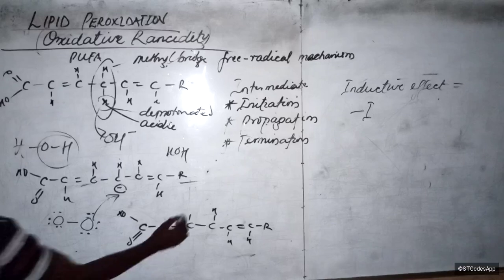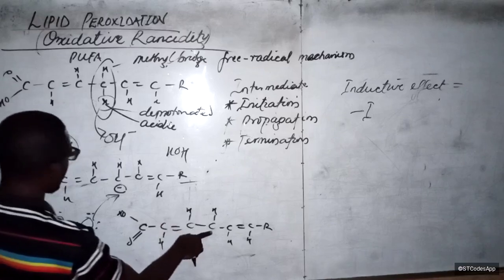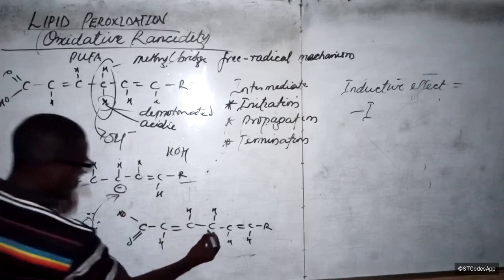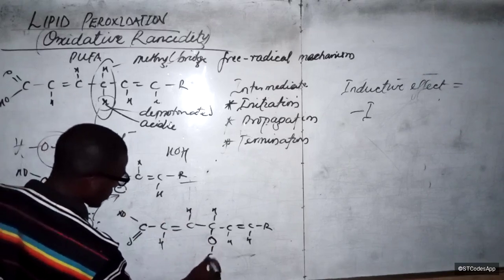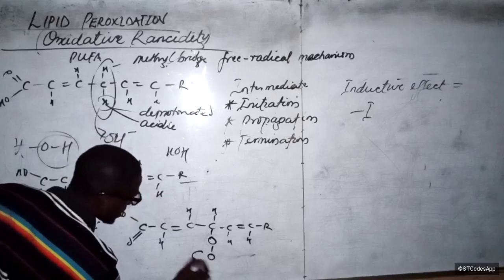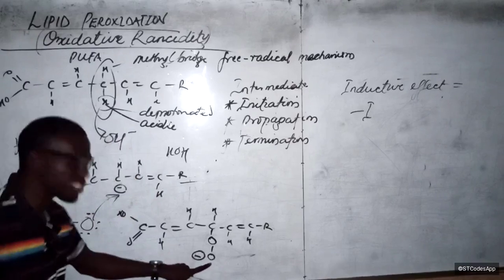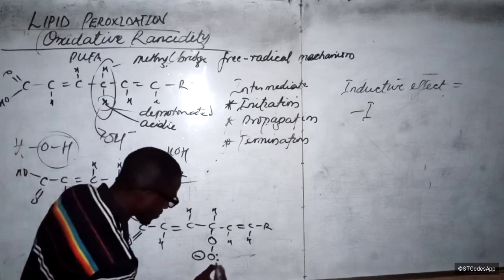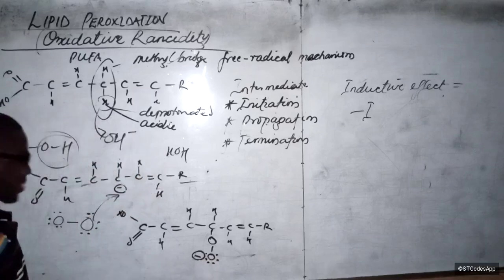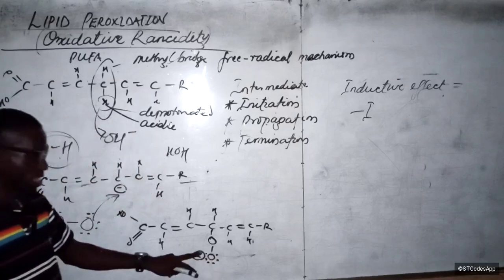Okay, so what we have is this: the oxygen that oxidizes it is going to come here, and then you have something like this. So notice again here that there is going to be a negative charge on this oxygen. Why? Because it is not attached to another substance.